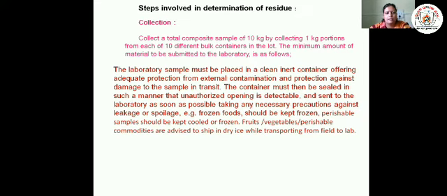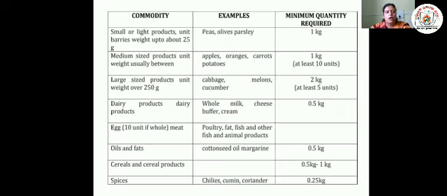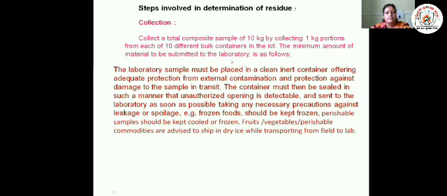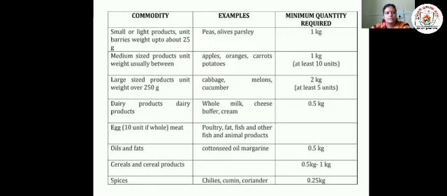For example, frozen food should be kept frozen. Perishable samples should be kept cool or frozen. Fruits, vegetables, and perishable commodities are advised to be shipped in dry ice while transporting from the field to the lab. This is a commodity, and this is an example of the minimum quantity required for this collection process.